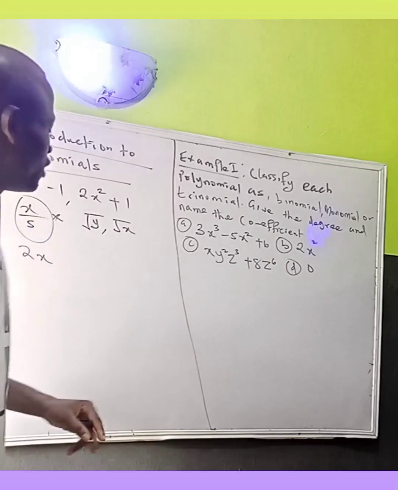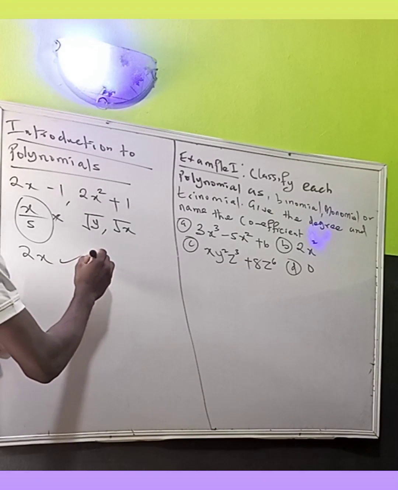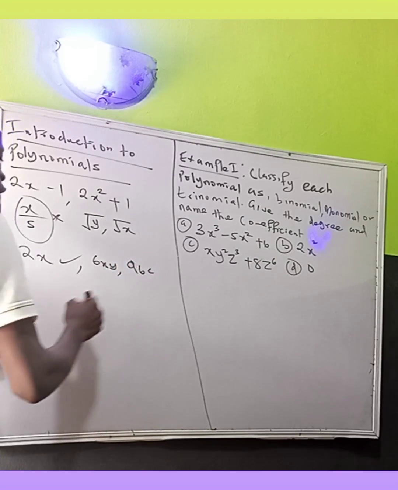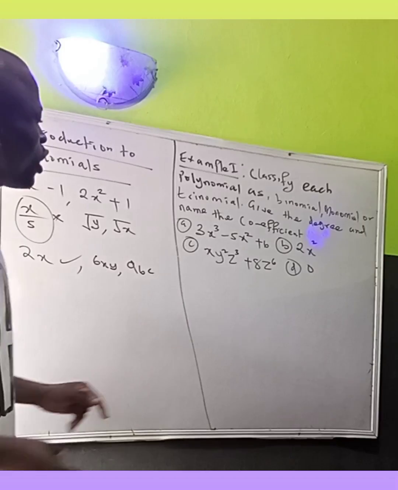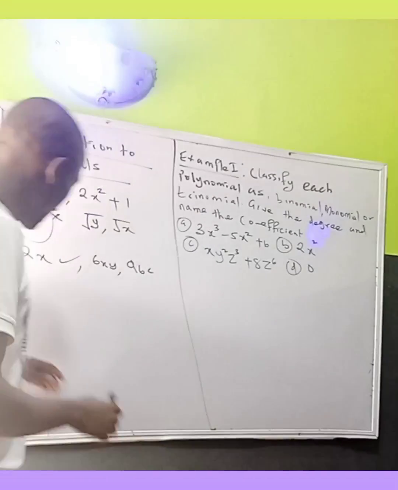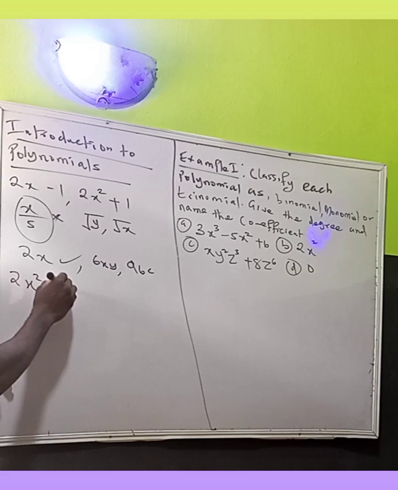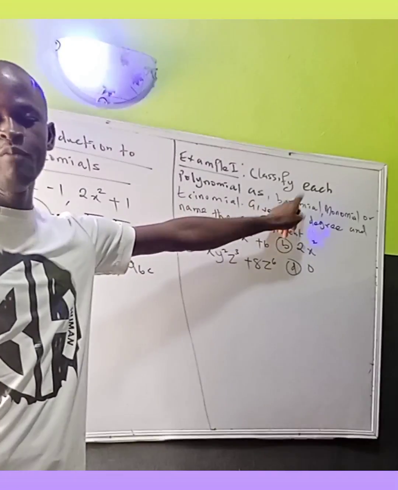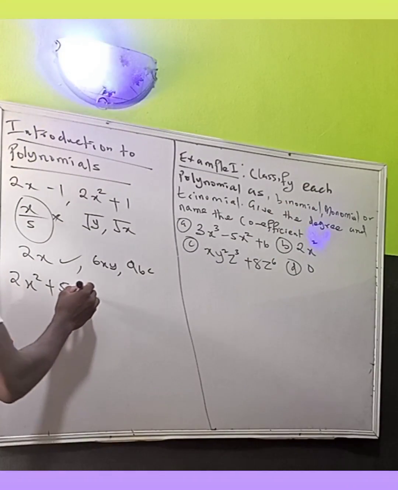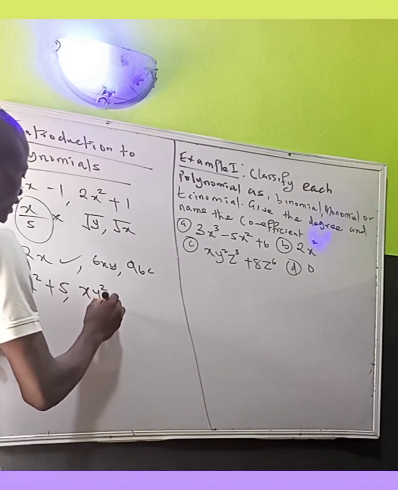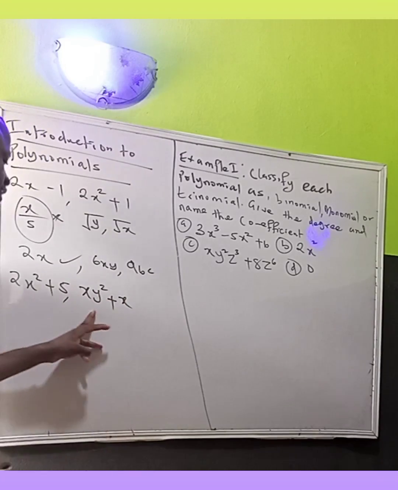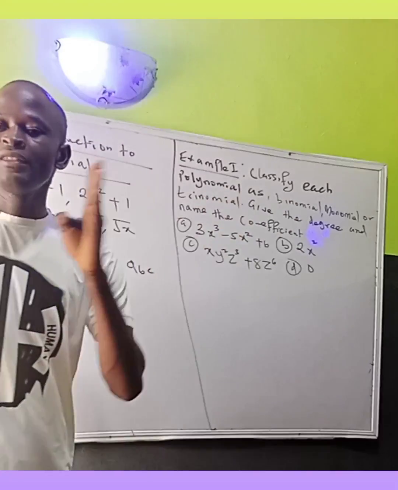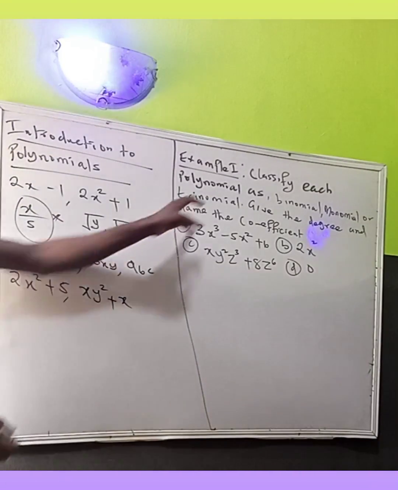One term is a monomial. Example, I can have 6xy, a, b, c. All these are monomials. But a polynomial with two terms like 2x squared plus 5 is called a binomial. If I have something like xy squared plus x, this is also a binomial. A polynomial that has three terms is called a trinomial.